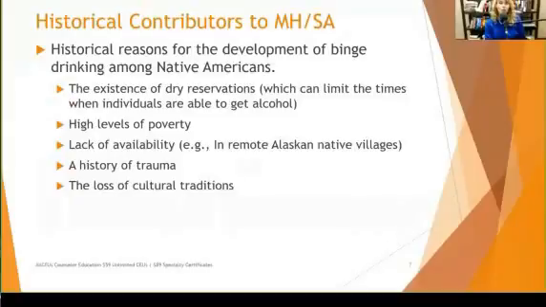Historical contributors to mental health and substance abuse problems. Historical reasons for the development of binge drinking, specifically among Native Americans, has been the existence of dry reservations, which can limit the times when individuals are able to get alcohol. High levels of poverty, it's a risk factor. Lack of availability. So in remote Alaskan villages, for example, they may not be able to access alcohol very often, so then when it does come, it tends to be more of a binge drinking scenario.